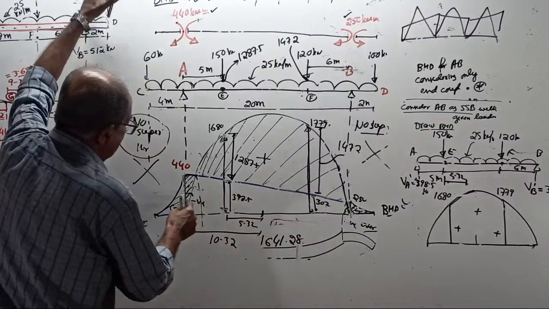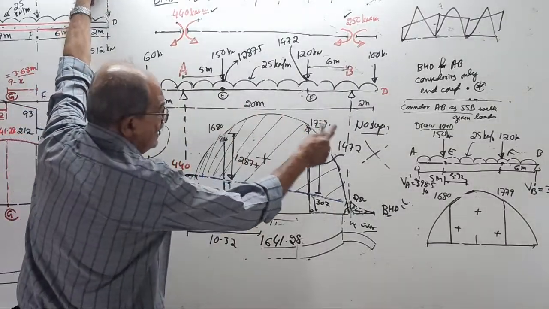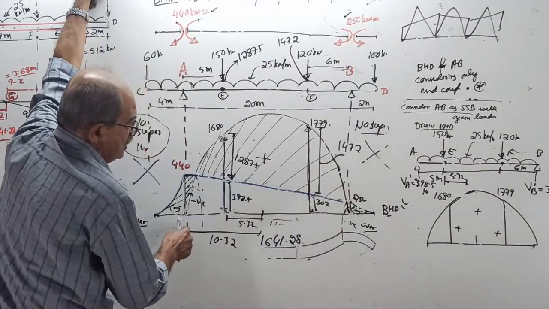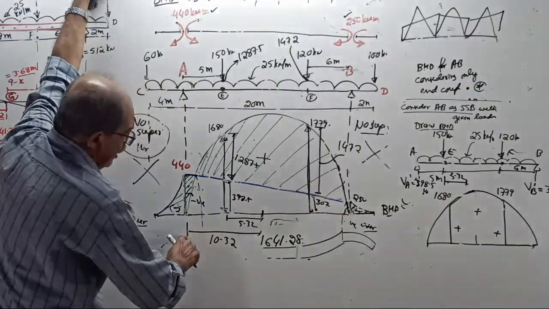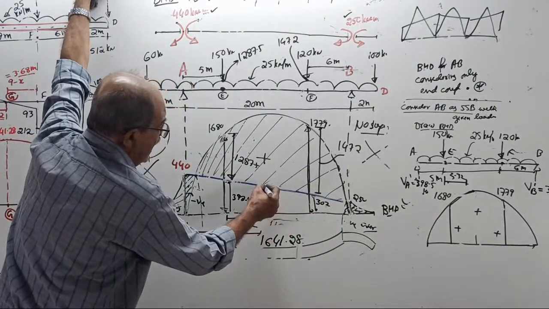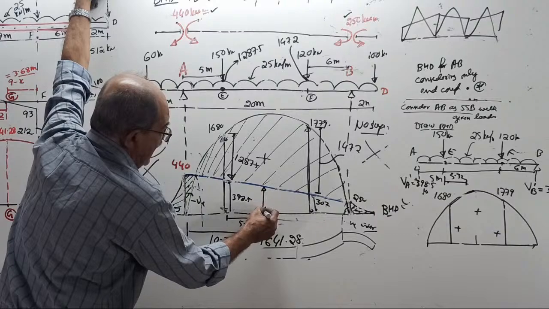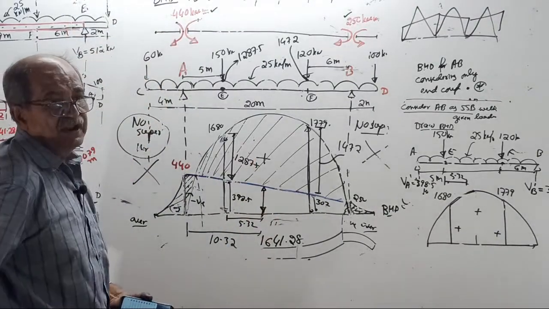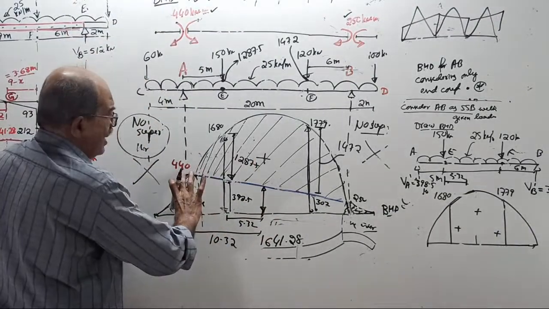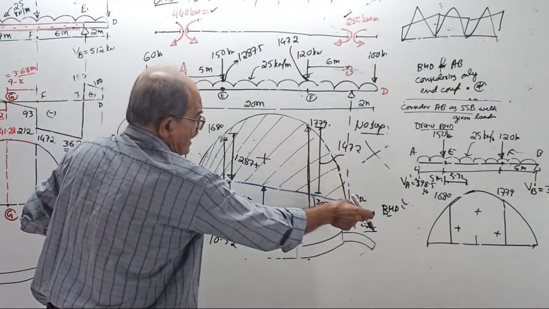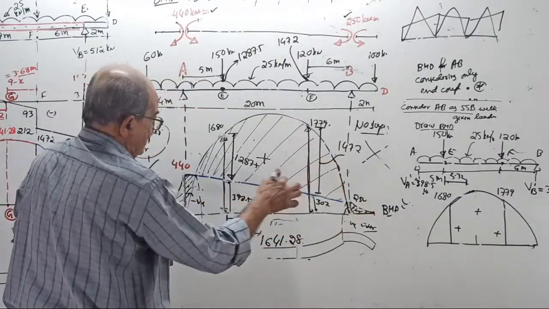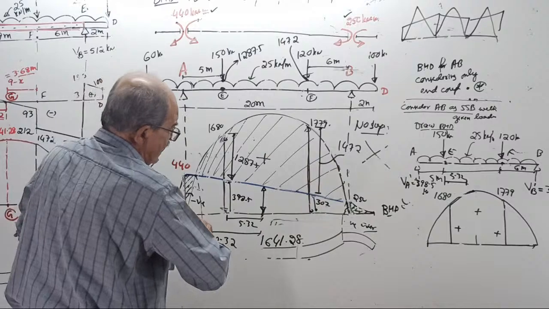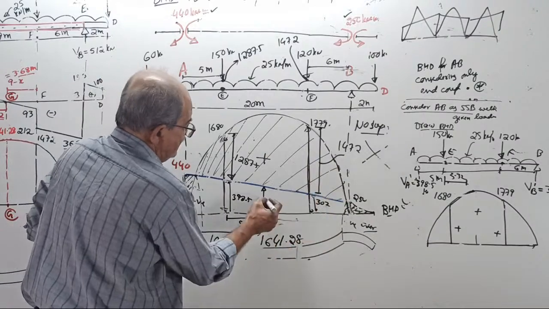Tell the answer. This is 440, that is 250. For a 20 meter length, you go by 10.32. Tell me, what is this ordinate? By interpolation: this is 440, that is 250 for a length of 20 meter. From here, you go by 10.32 meter. Tell this ordinate.